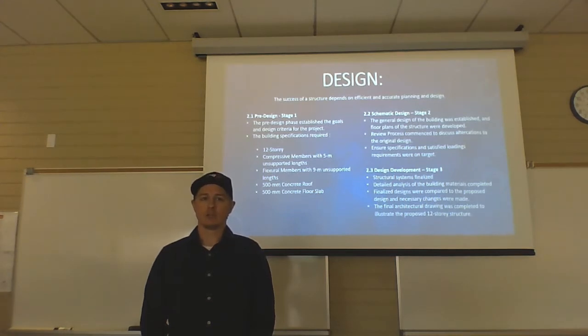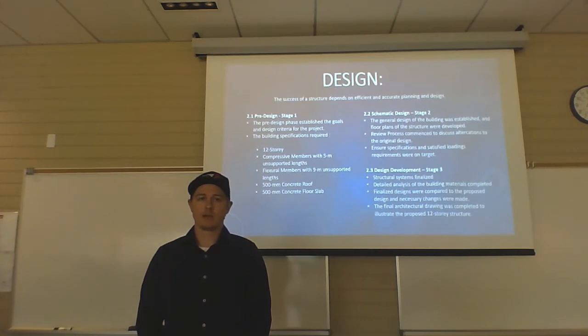The first stage, the pre-design. The pre-design phase established the goals and design criteria for the project. The building specification required the structure to be 12 stories and incorporate 5-meter unsupported compressive and 9-meter unsupported flexural members in the design. The plan was designed to ensure compliance with the L/240 deflection design criteria. A conceptual design and rough sketch of the building was developed at this point.